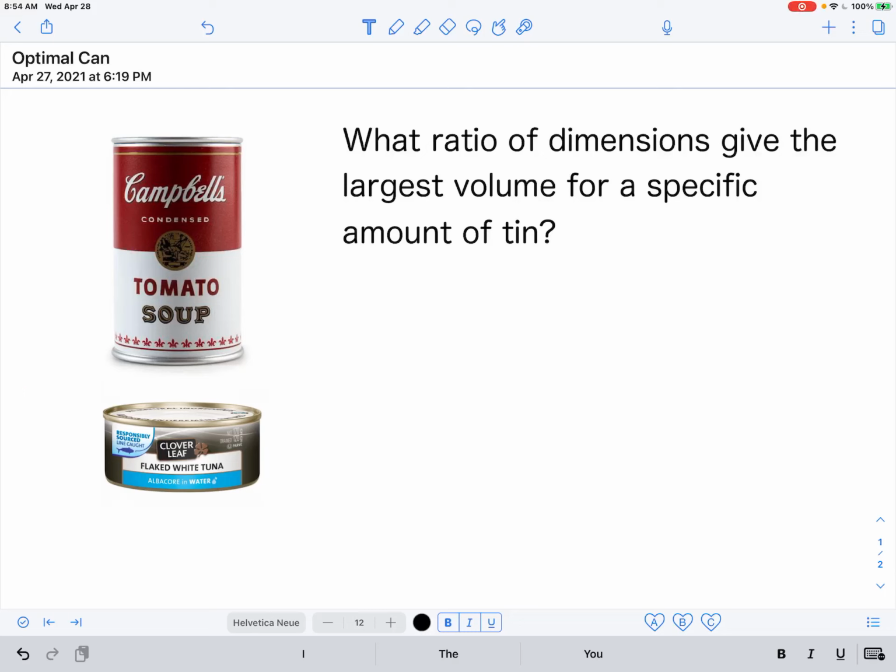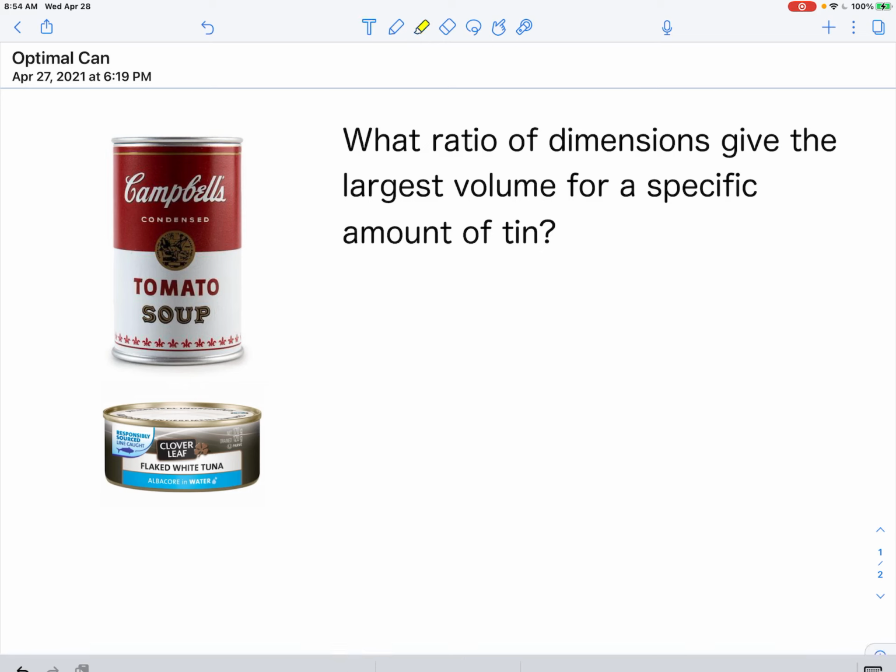Okay, hi everybody. We're going to look at figuring out what the dimensions would be for an optimal tin can. We talked about this in class, how the soup can and the tuna can chose different ratios of dimensions. So we're just going to interpret the question. We want to know what ratio of dimensions give the largest volume for a specific amount of tin.